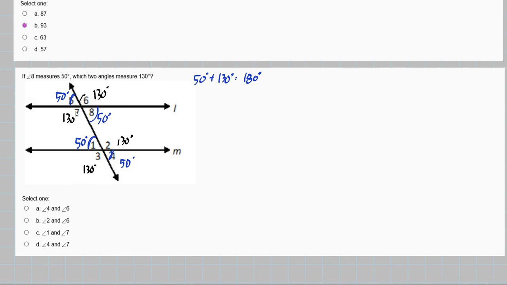Well, angles 6 and 7, 2 and 3. So not angle 4, that's 50. Not angle 1, that's 50. Not angle, well, 4 again, that's 50. So it's angle 2 and 6.